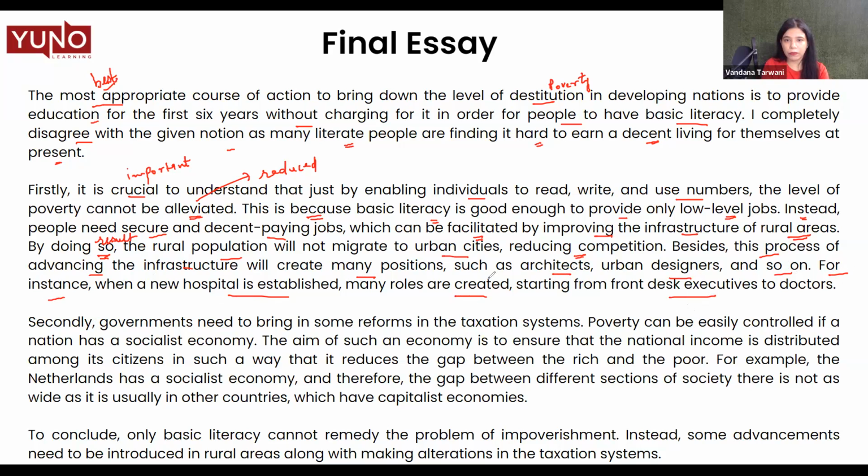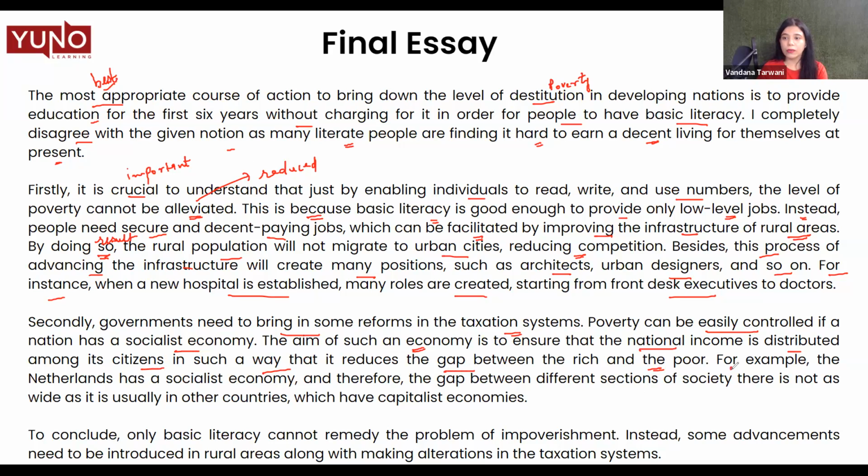Let's see body paragraph 2 now. It says, secondly, governments need to bring in some reforms in taxation systems. What kind of reforms? Poverty can be easily controlled if a nation has a socialist economy. The aim of such an economy, so we are now defining what a socialist economy is, is to ensure that the national income is distributed among its citizens in such a way that it reduces the gap between the rich and poor. So basically, in a socialist economy, government has more say than the private sector.